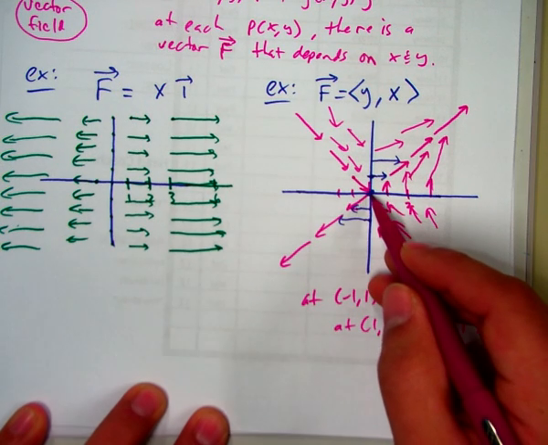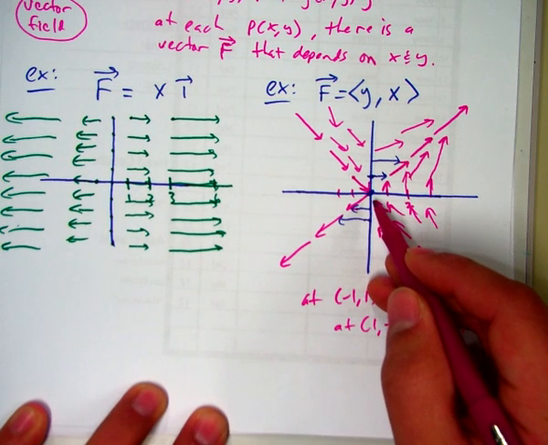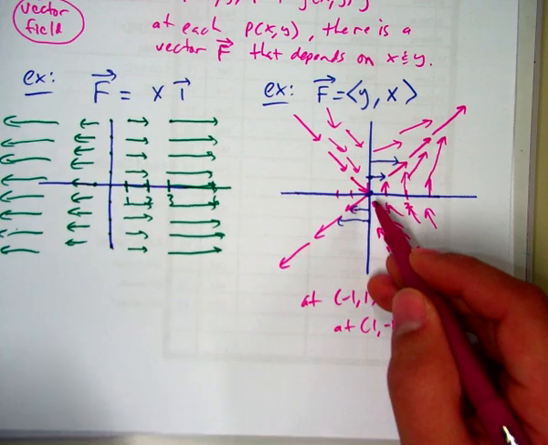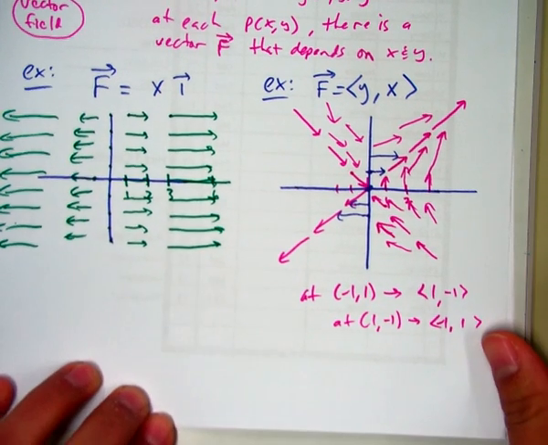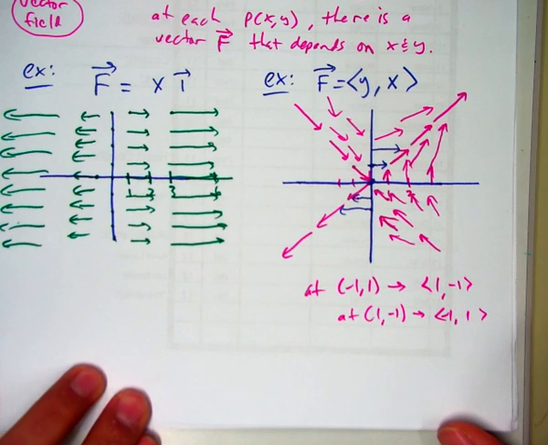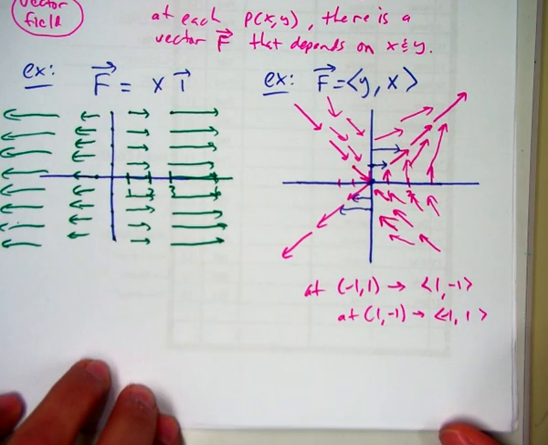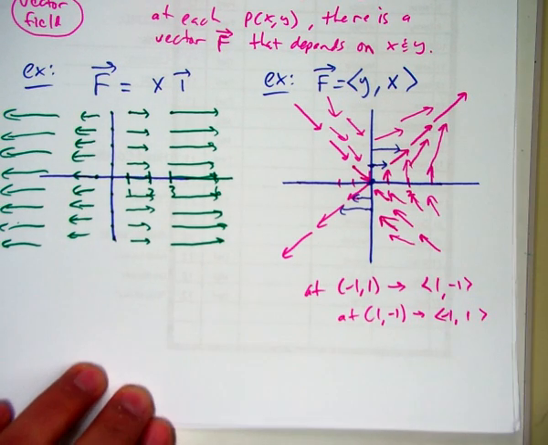If it starts there, it stays there. If it's not there, it's going to get pushed along. Does that make sense? Okay, that's a good question. And actually, this also ties into work, the work done by a vector field in moving something, which we'll talk about later as well.